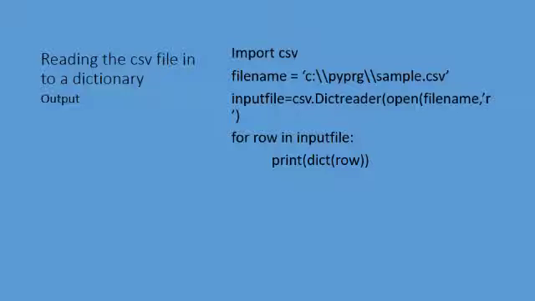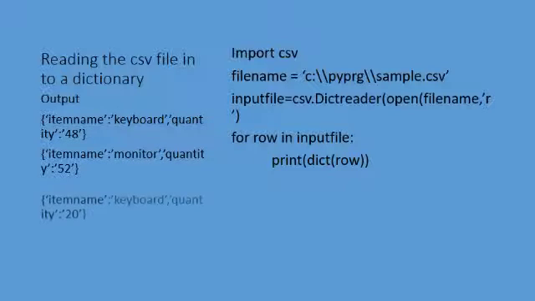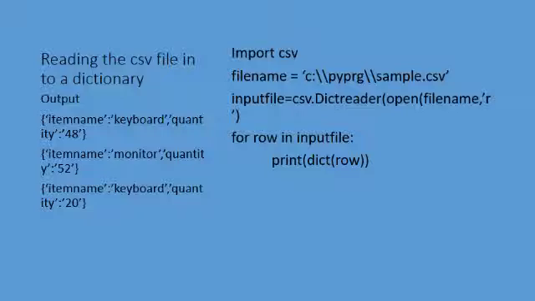Next I am going to print. So for row in input file, how to print? Print dict of row. The same thing, we are adding the word dict alone. It will be printed. That's all. So now see, how is the output? Here, a dictionary will be in curly braces. Dictionary has a common format like key value. So it will print like that.